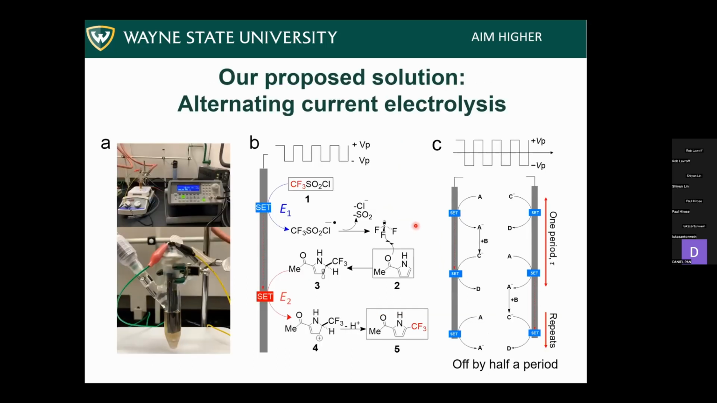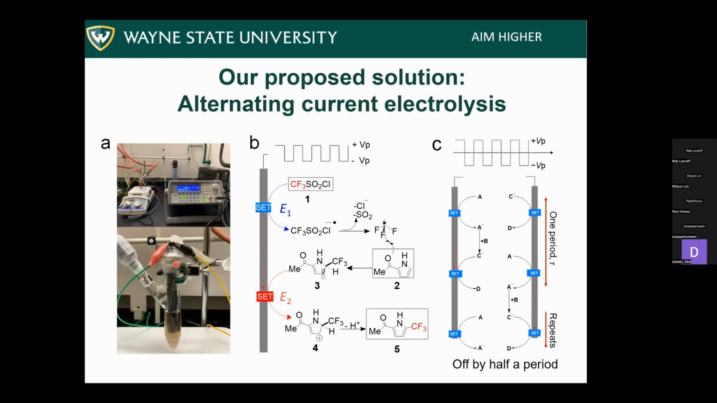So we tried this. This is the setup, very simple. We just have an AC waveform generator and two electrodes, and we apply this AC voltage across the two electrodes. What we think happens on the same electrode is that we sequentially perform the reduction of trifluoromethyl chloride to generate CF3 radical and some intermediate radicals, and then we oxidize them to form this final product.